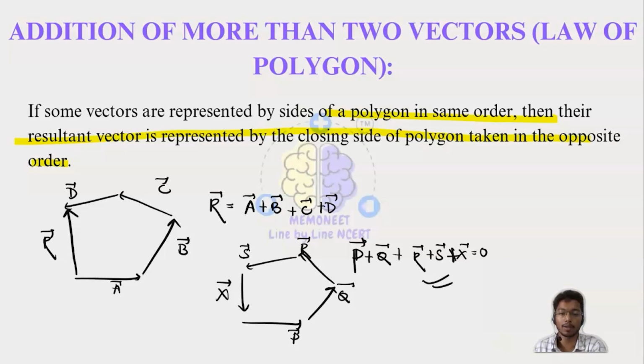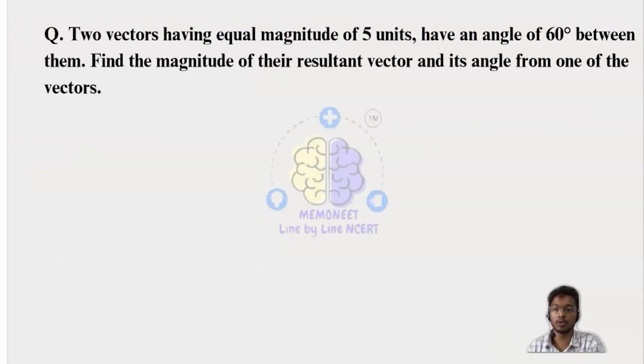Okay, so a question here: two vectors are equal in magnitude, that is 5 units, and have an angle of 60 degrees between them. Find the magnitude of the resultant vector and its angle from one of the vectors.